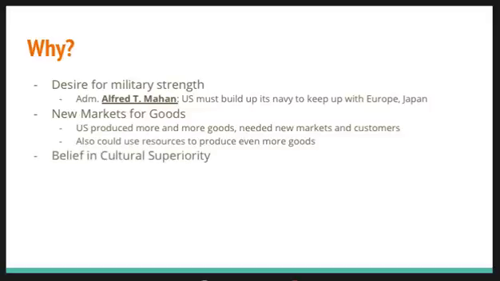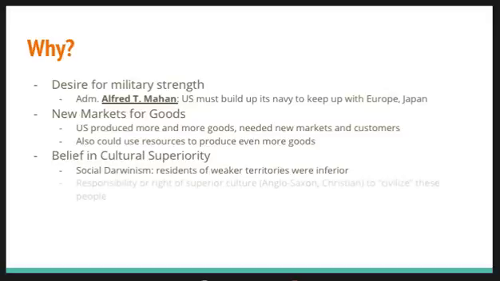There was also a belief in cultural superiority among many Americans. The idea of social Darwinism, the idea that the residents of these other countries, of these weaker territories, were inferior to Americans, particularly white Americans. This was a widespread idea amongst many white Americans. And they felt that they had a responsibility or a right as a superior culture, this Anglo-Saxon Christian culture, to civilize the people in these other countries.